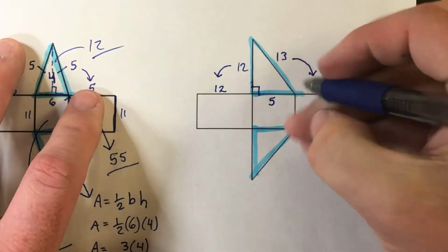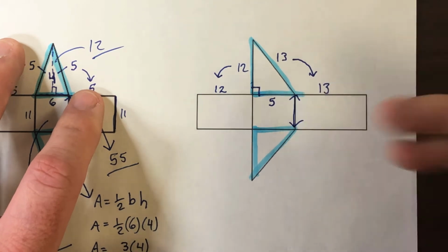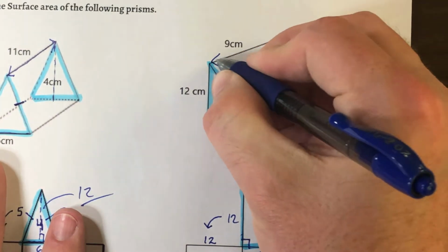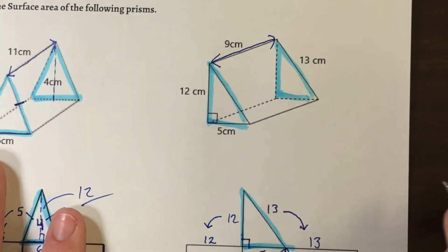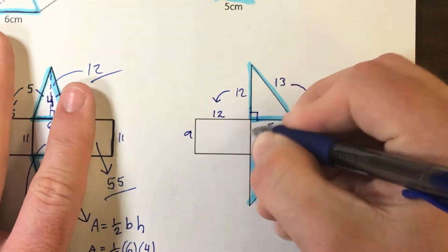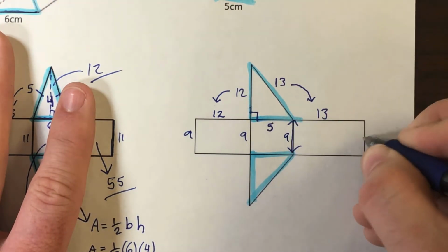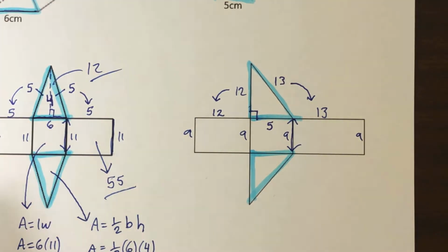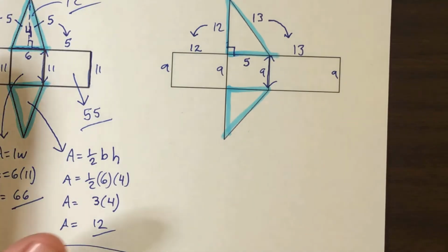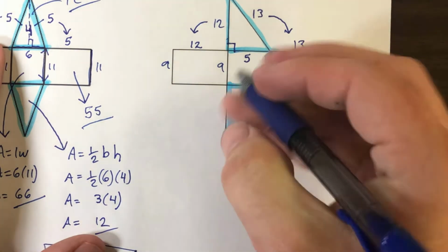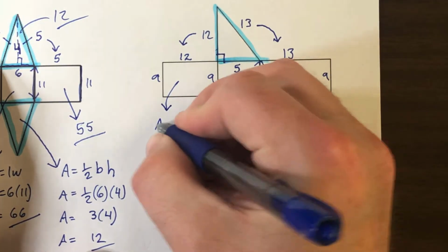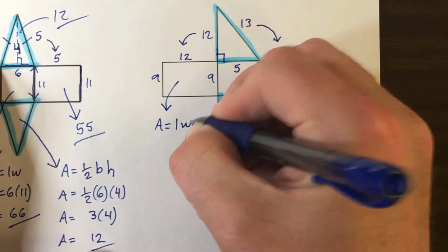Next, I need the distance between the 2 triangles. So now I'm going to look back at my prism. The distance between the 2 triangles is 9. All right, we have enough information. We can now go crazy and find all the areas. Okay, so first, what do we want to find the area of? Let's find the area of this rectangle right here. So A equals length times width.